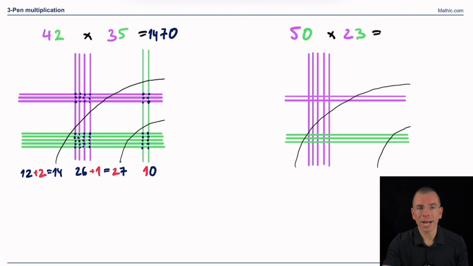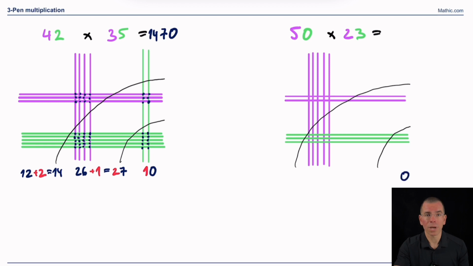Let's start counting from the right bottom corner to the left. There are 0 intersections of green lines. So the last digit of the final result is 0. There are 15 intersections of pink and green lines. As we can write only one digit, we write number 5 as the second last digit in the final result, while we keep in mind number 1. There are 10 intersections of pink lines. We add number 1 from the previous step to get to 11, the first 2 digits of the final result. To sum up, 50 times 23 is 1150.